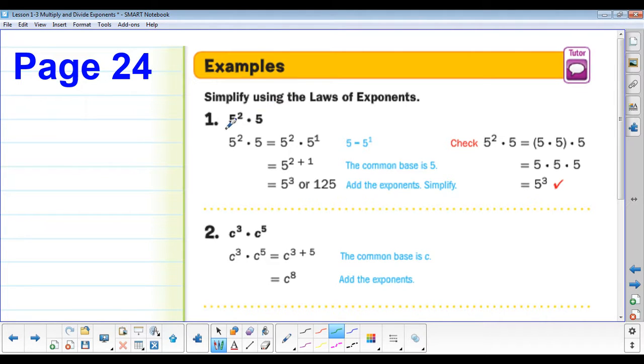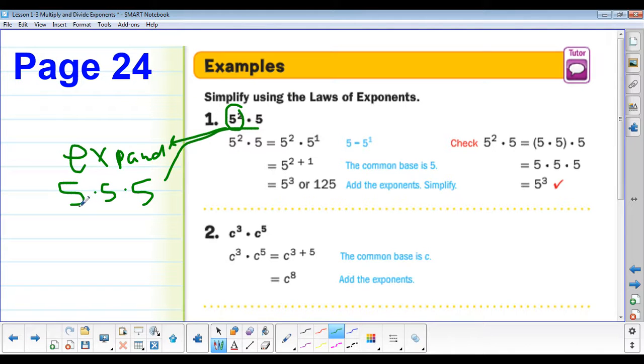So, for example, if I were to do this in expanded form, I would have 5 times 5. That would be my 5 squared. And then I would have times 5 again for my other 5. Notice that's 5 being multiplied with itself 3 times, or 5 to the 3rd. The shortcut is that instead of me having to write all this out, I can just do 2 plus 1 for the exponents to get 3. That's where this information is coming from.